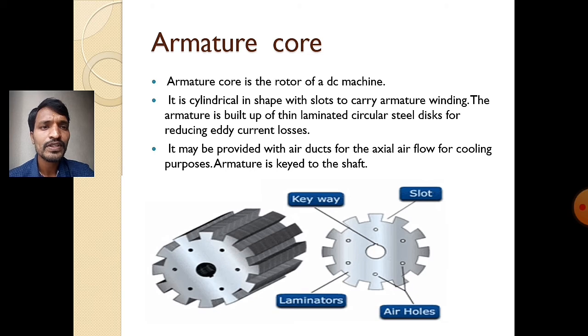It may be provided with air ducts for axial airflow for cooling purposes. You can observe on the right side that air holes are provided, which are used to cool the armature. While rotating, you will get heavy heat. To cool the armature rotor, these air holes are provided to circulate the air from one end to the other end. While the air flows, the armature is cooled.